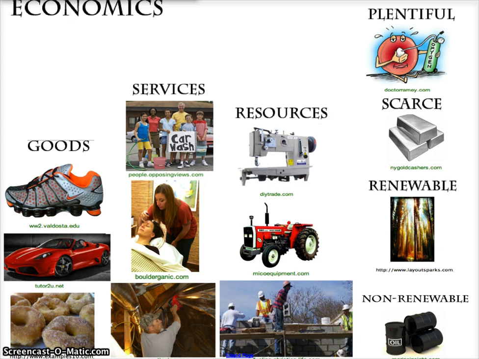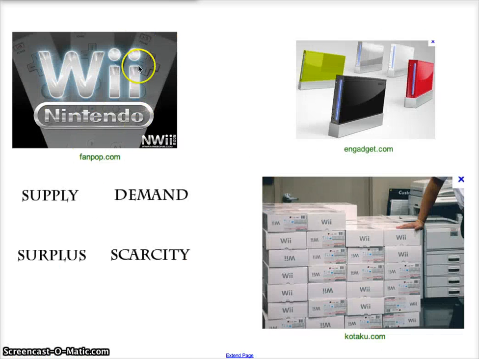Now, I want to try to explain supply and demand. And I'm going to use the Wii as an example. Supply is the availability of an item for sale. The availability, for example, of Wiis. If you have a lot of Wiis, you can sell a lot of Wiis. The demand is how much people want to buy them. If nobody wanted to buy a Wii, there would be no demand, regardless of what supply you have.